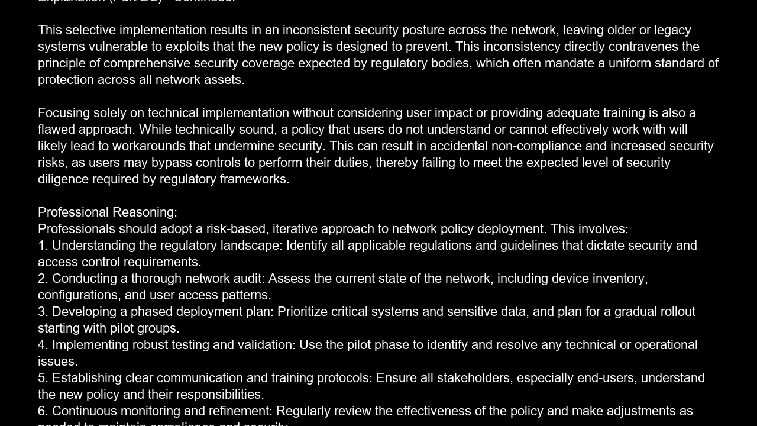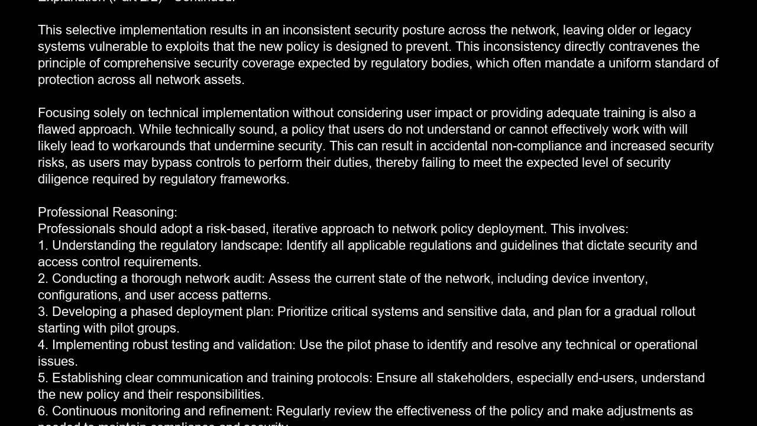Professional reasoning. Professionals should adopt a risk-based iterative approach to network policy deployment. This involves 1. Understanding the regulatory landscape. Identify all applicable regulations and guidelines that dictate security and access control requirements. 2.